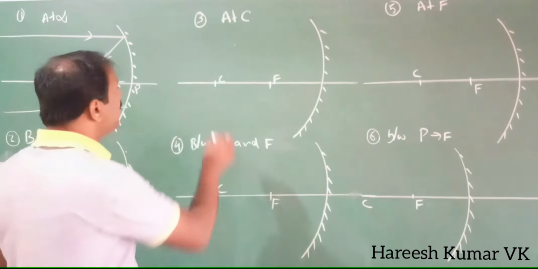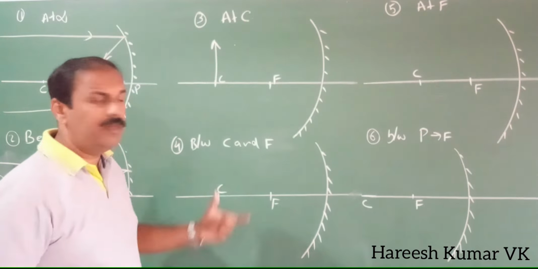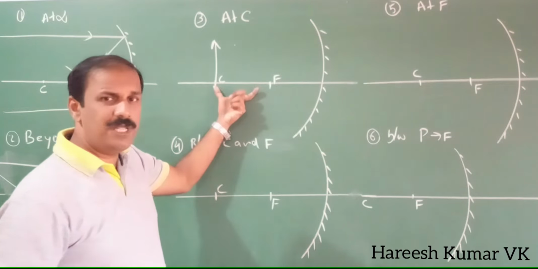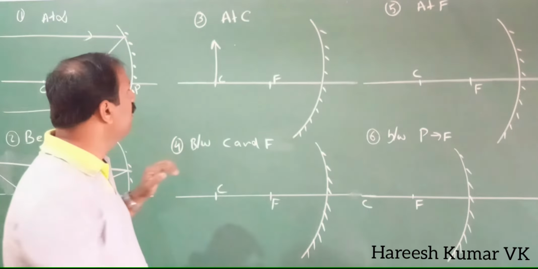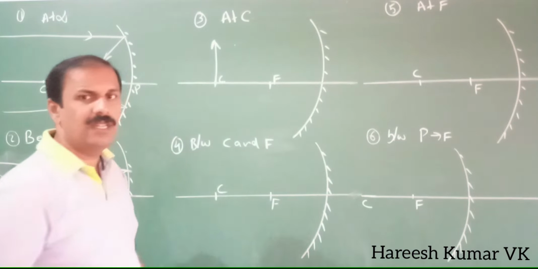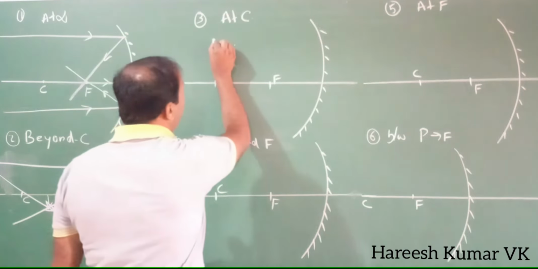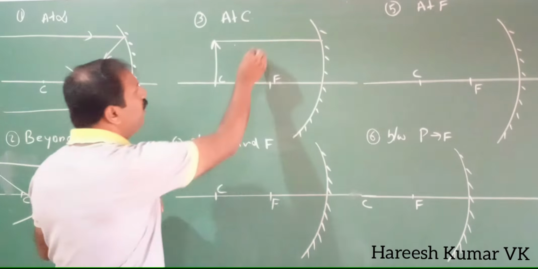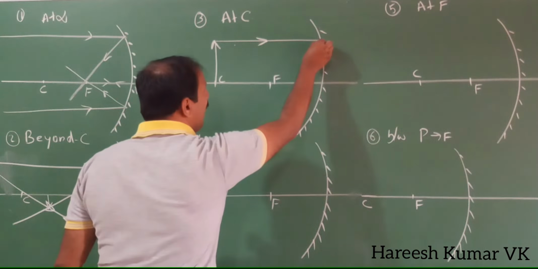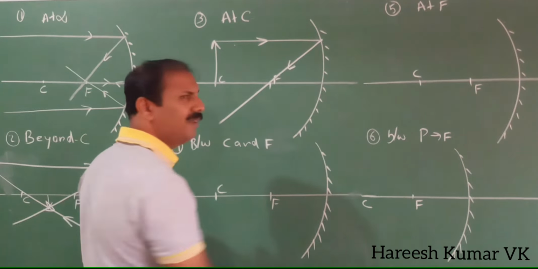When the object is at C, it is like this. See here, if you want to get the correct diagram, this distance and this distance should be same. That is, C should be same as 2F. Then only you will get the correct diagram. So when the object is at C, the same method you can use. Let one ray of light go parallel to the principal axis like this. After reflection, it will pass through F, the focus, like this.